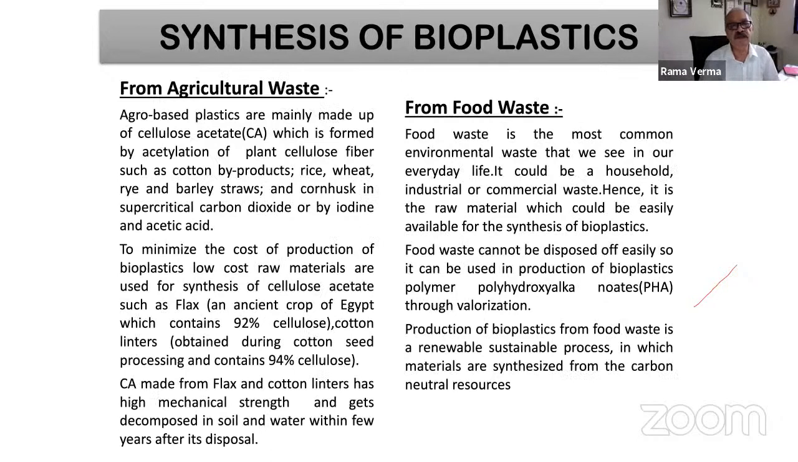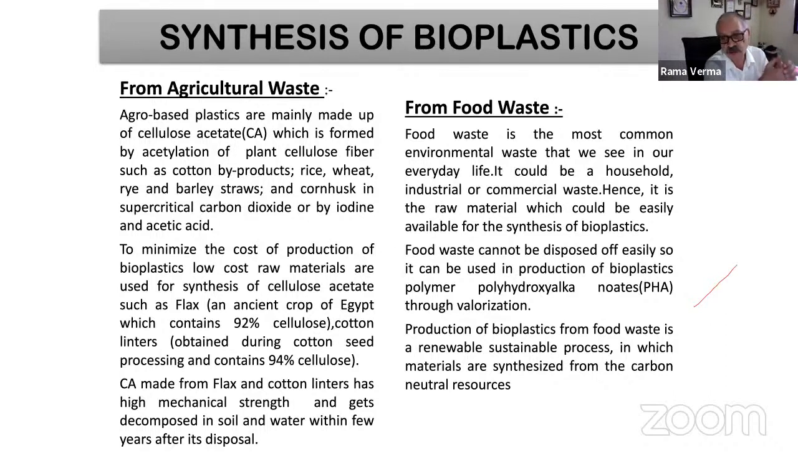Okay. Now, synthetic or bioplastic, there are so many raw materials available, agriculture based and food based also. The agro-based plastic is mainly made of cellulose acetate, and a lot of chemical reactions have to be done, which I'm not going to get into. In North India, they burn the parali, the husk, and this husk can be used to make bioplastic. It has been done in Egypt with ancient crops. So we have to think about how we can recycle natural products and make use of them.